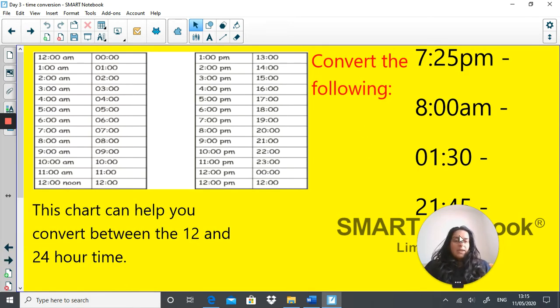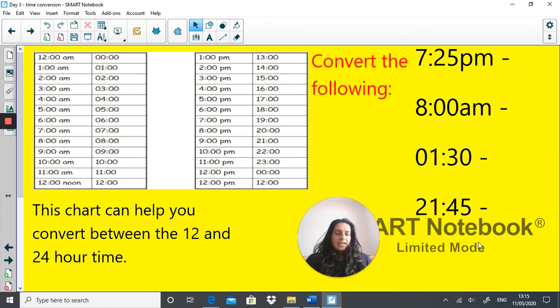This chart here can help you convert between the 12 and 24-hour clock. So you'll see here that 12 a.m., i.e. midnight, is the 12-hour version. This is the 24-hour clock version. 8 o'clock in the morning is 8 o'clock a.m. And if you're writing it in 24-hour clock, you write 08:00.